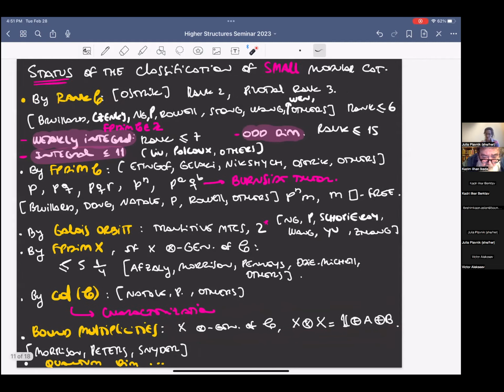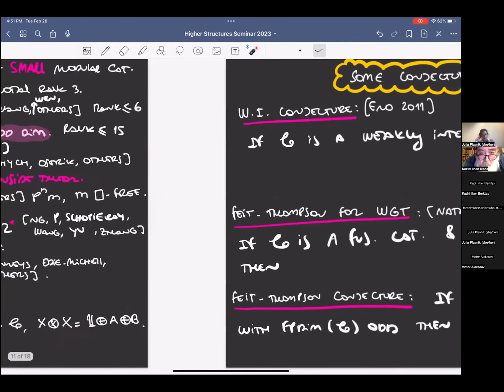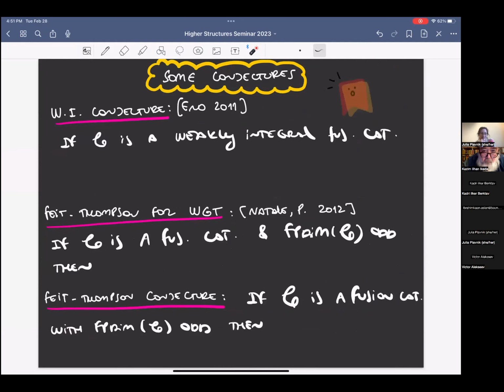So maybe let me tell you some conjectures that are open in our area. I feel like this is a very, very important conjecture. I call it the weakly integral conjecture. Not like I call it, but it's the weakly integral conjecture. Remember that this means that the dimension of C is an integer, this weakly integral condition.